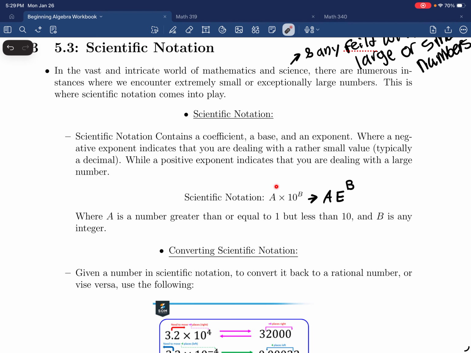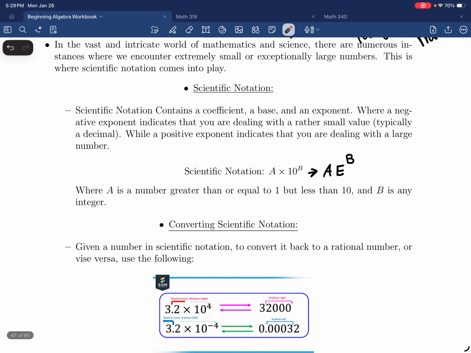But in this course, we're going to see scientific notation as so. We're going to have a, which is some sort of number, a decimal, times 10, which is the base, and b, which is the exponent. Depending on what number you have, if you have a negative exponent, that's indicating that you're dealing with a smaller number. And if you have a positive exponent, that means you're dealing with a rather large number.